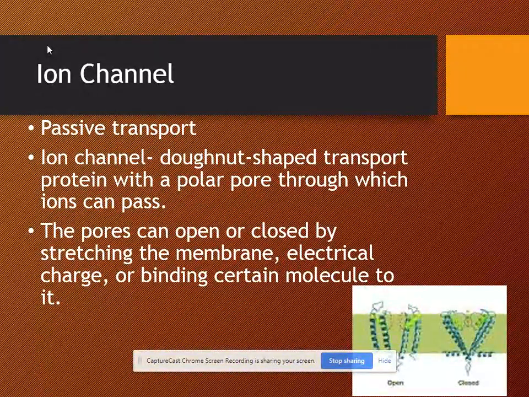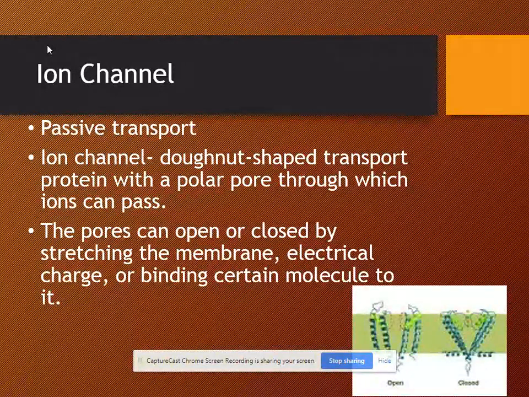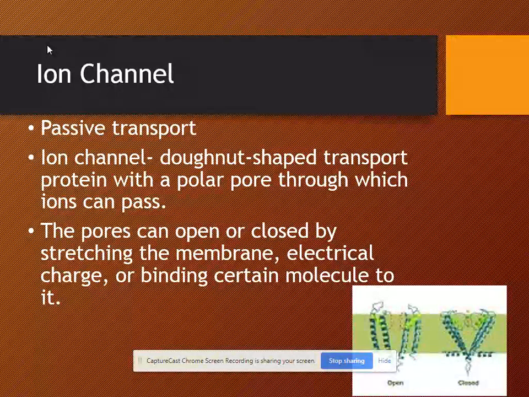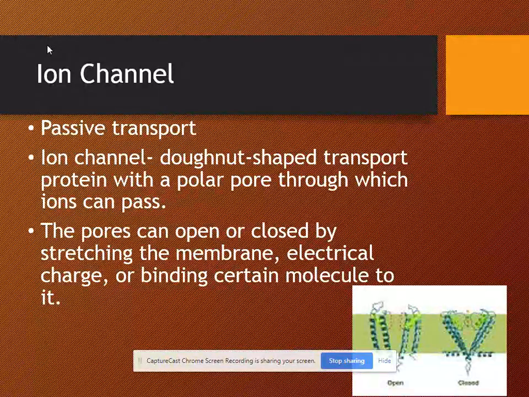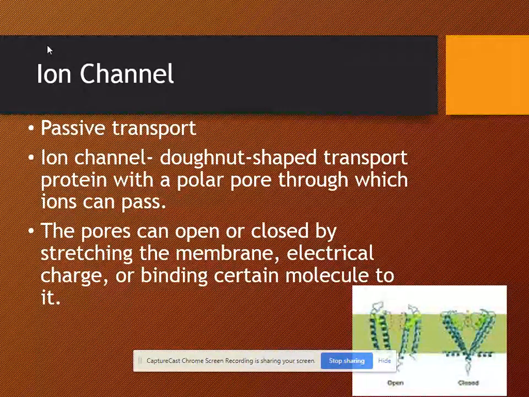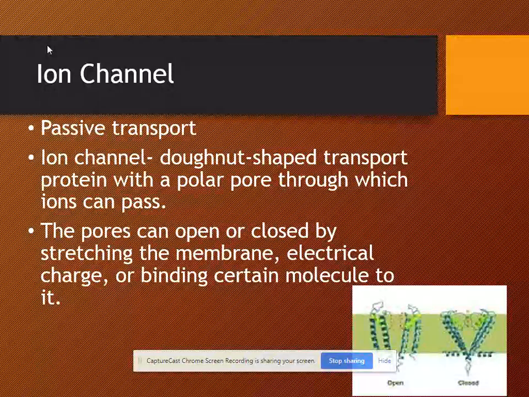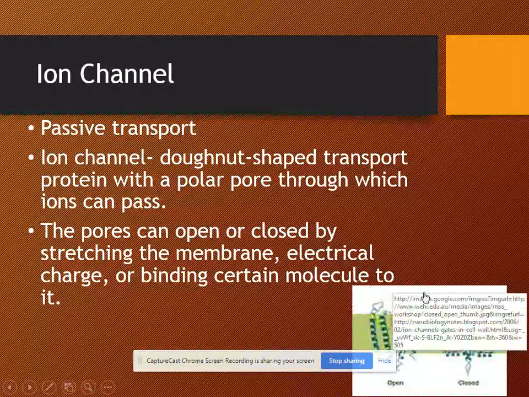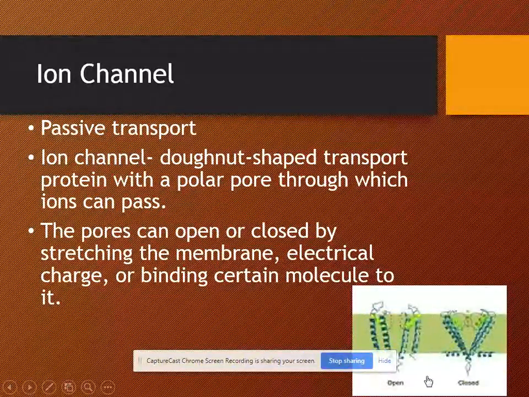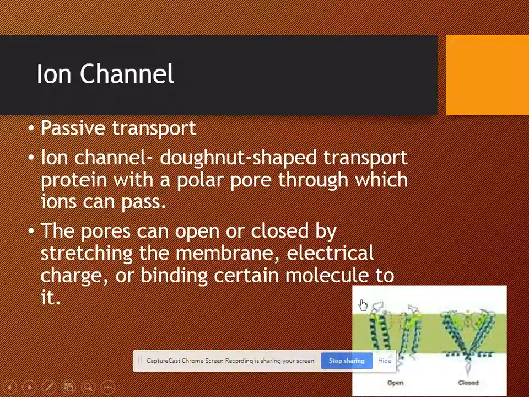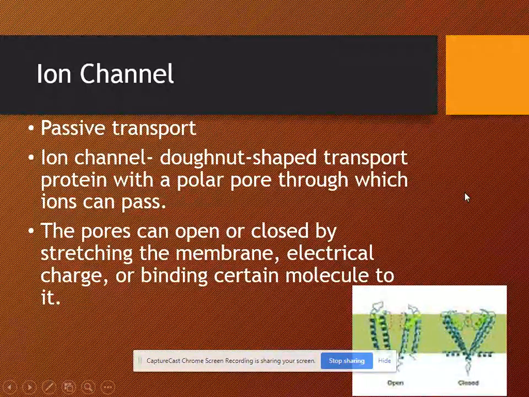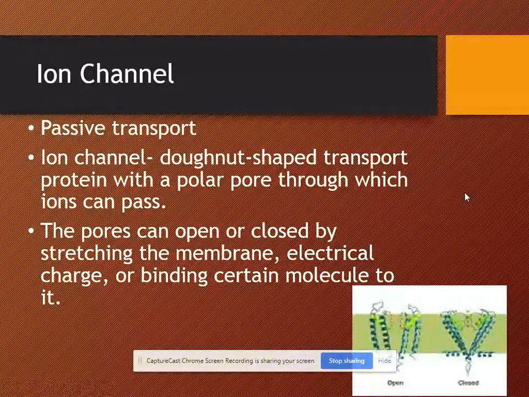So the first thing we're going to look at is an ion channel. An ion channel is a donut-shaped transport protein with a polar pore. Remember, polar means that it has positive and negative poles to it, through which ions can pass. These pores can open or close by stretching the membrane, electrical charge, or binding certain molecules to it. On the bottom here, you can see on the picture, there is an open ion channel, and then there's a closed one. So it will change its shape once a molecule binds to it.